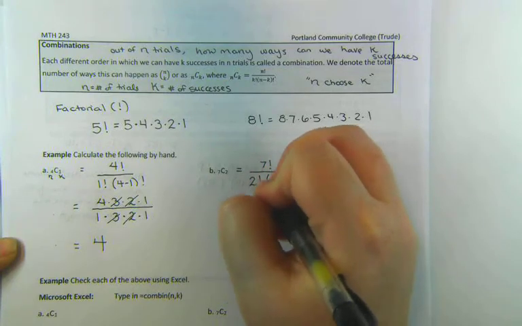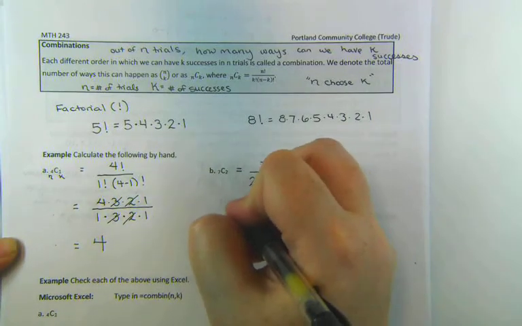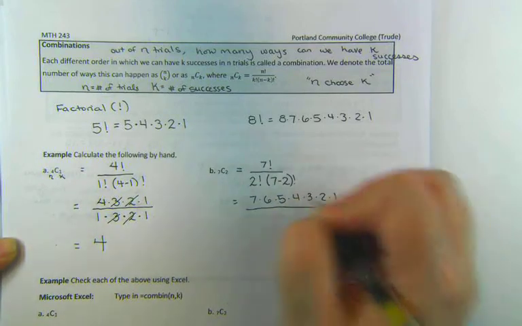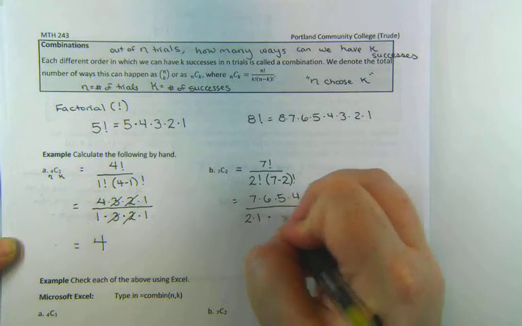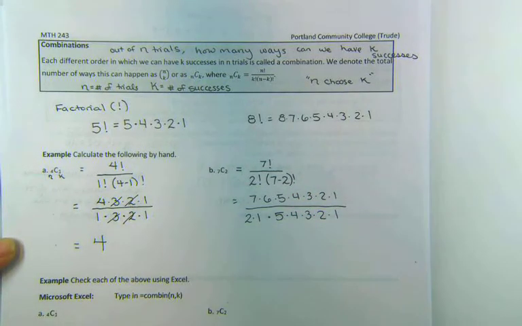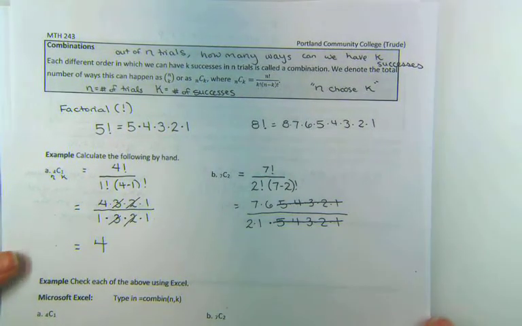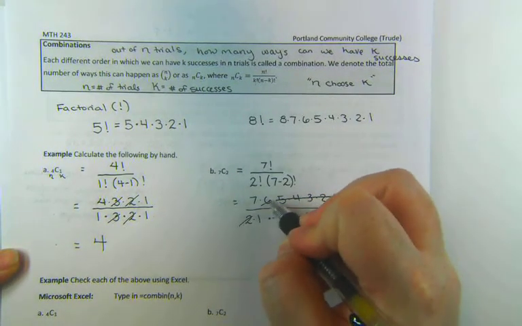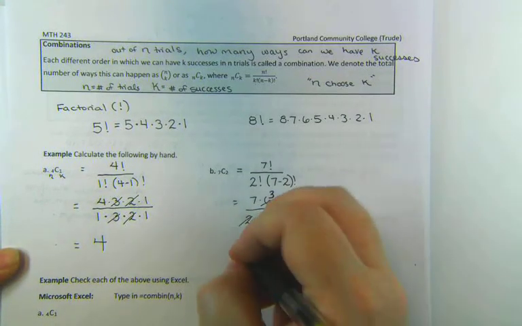So with our calculation, we take our 7 factorial over, and then we'd have 2 factorial times 7 minus 2 factorial. So 7 factorial would be a 7 times 6 times 5 times 4 times 3 times 2 times 1. 2 factorial is just a 2 times 1. And then here we'd have a 5 factorial, so we'd have times 5 times 4 times 3 times 2 times 1. Again, we can see how all of this will just cancel out the 5 factorial down there.